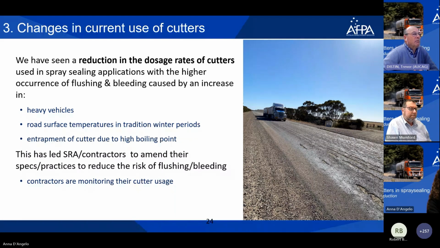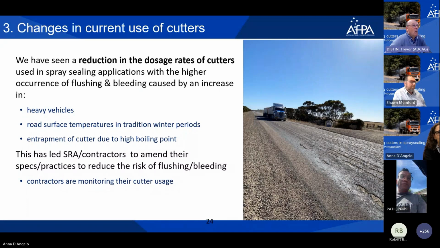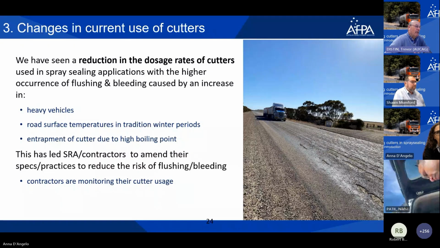So this made people rethink how we use cutters in the construction of spray seals. So both from a contractor applying the seals to the road agency, we've had to rethink how we're going to continue constructing seals without using cutters.